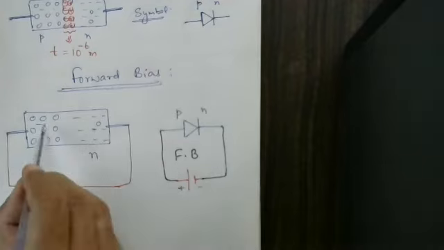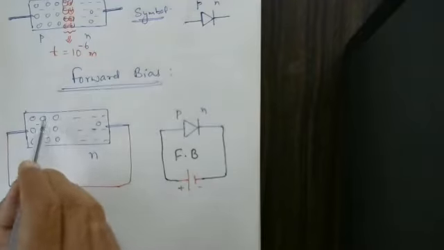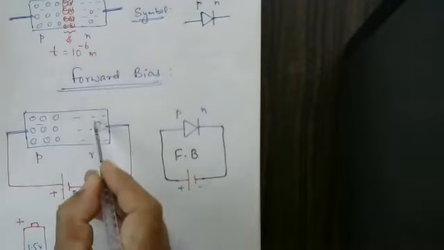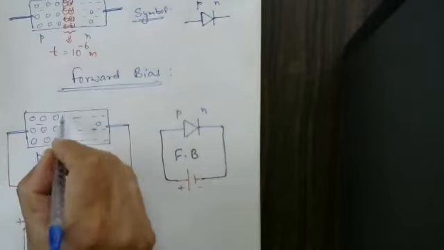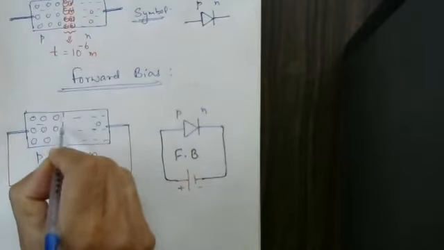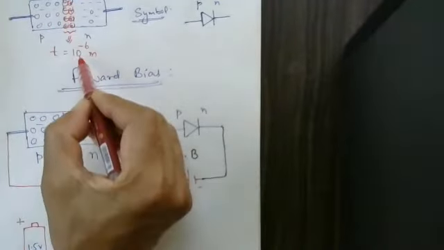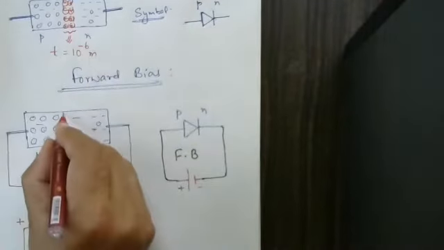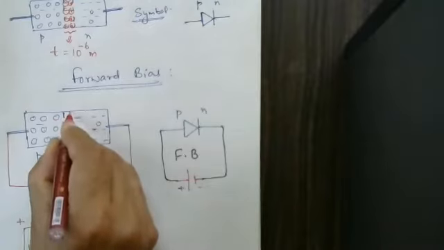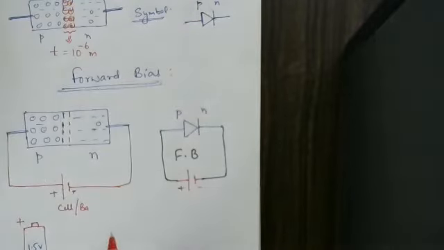Once repelled, these holes are drifting like this, pushing like this, and electrons are pushing like this. As the holes and electrons are pushing like this, the charge depletion region thickness is going to get decreased. Here it was 10 to the power minus 6 meter. Therefore, you will be having the charge depletion region here. Now, the charge depletion region thickness is going to get decreased.